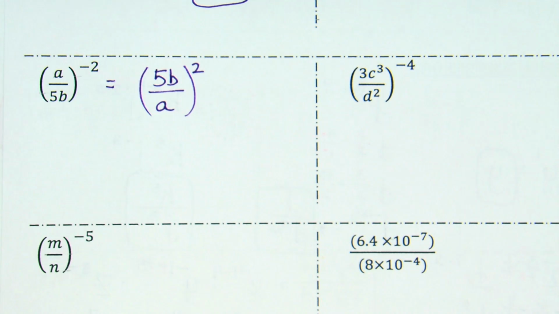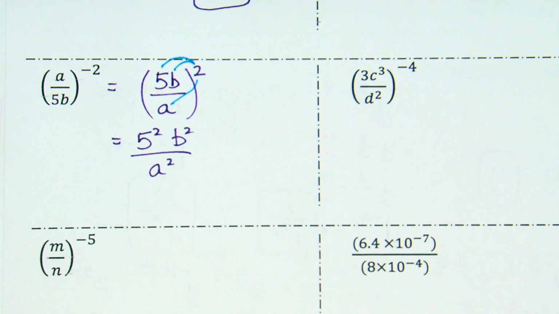What's that power of 2 go with? Everything. The 5, the B, and the A. So if it goes with the 5, that's going to be 5 to the second, B to the second, over A to the second. And what do we know about 5 to the second? 25. 25, B to the second, A to the second.